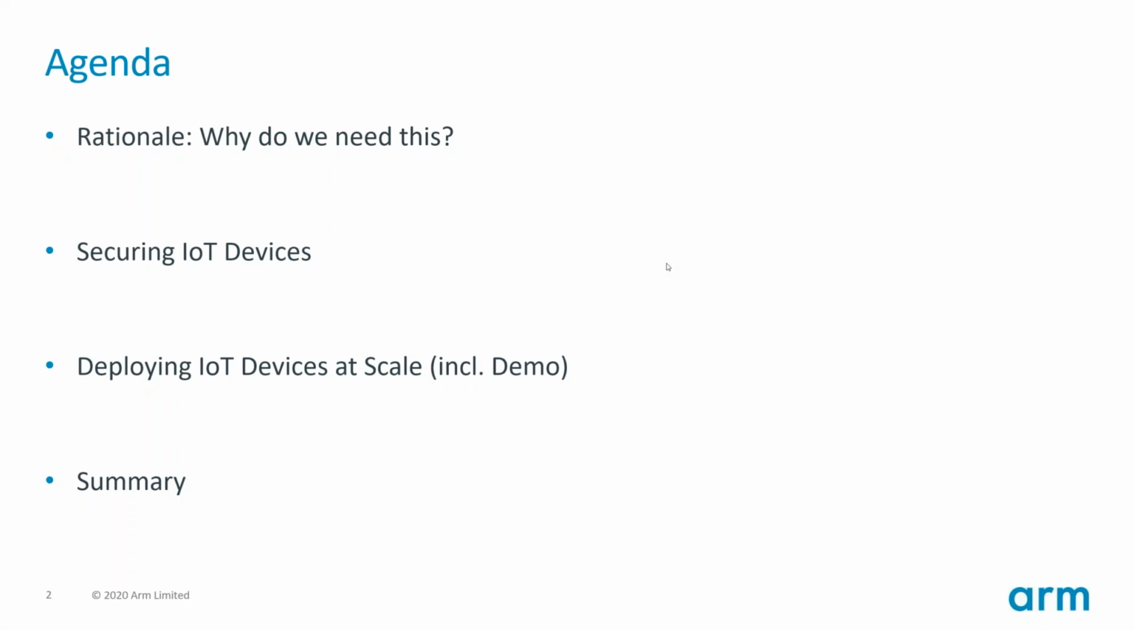The agenda for the session is the following. First, a brief rationale: why do we need this, and what do we need for secure IoT? And then I will show you how we are securing IoT devices at ARM. Next, I will go through the software components that help to deploy IoT devices at scale, including a µVision project and a demo connecting an IoT device through Wi-Fi to the AWS cloud. And we'll conclude with a summary followed by your questions.